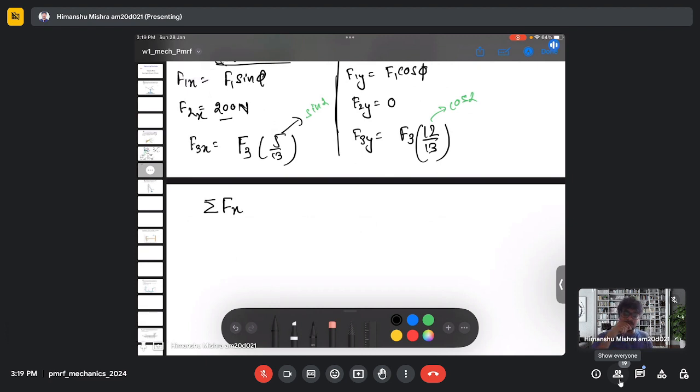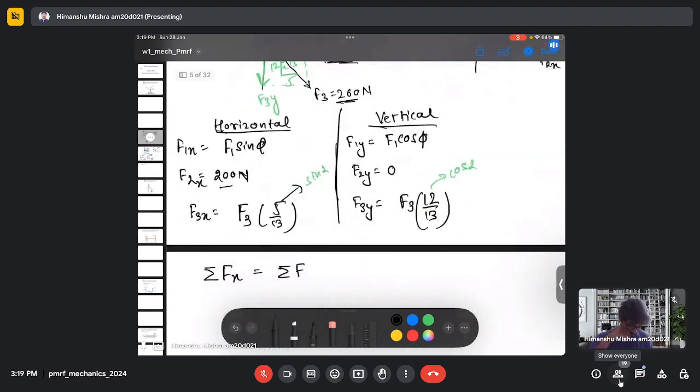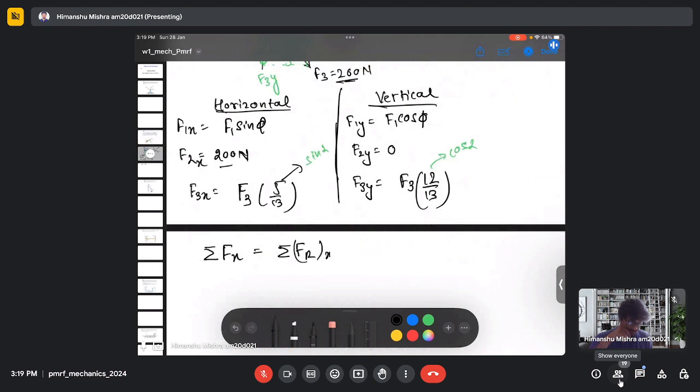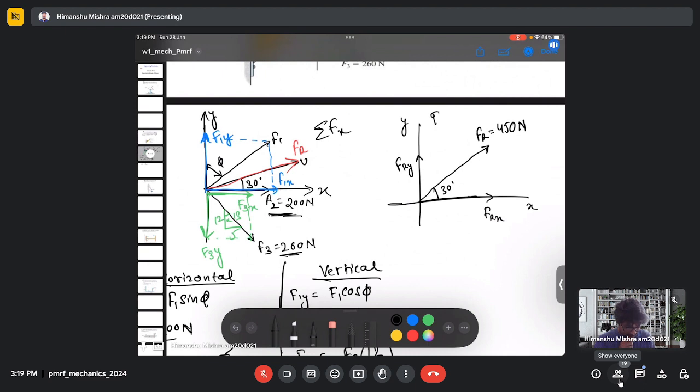Now the summation of the horizontal forces is actually equal to the resultant force in the x direction. So basically all the summation of the horizontal forces in a specific direction, let's say x, will be equal to the resultant force in the x direction. And similarly, the summation of the forces in the y direction will be equal to the resultant force in the y direction.